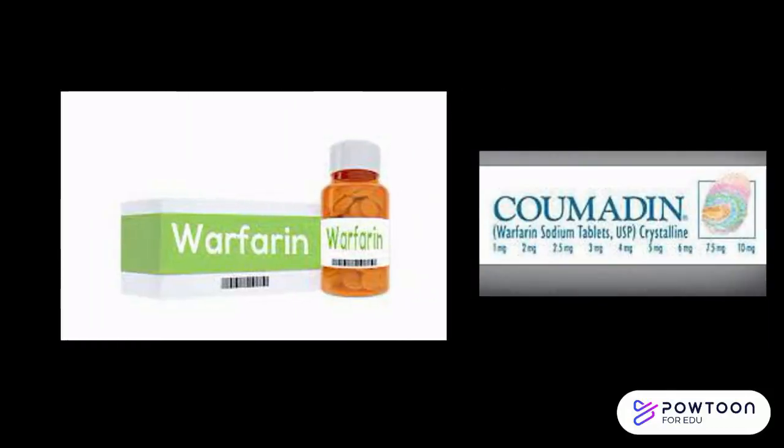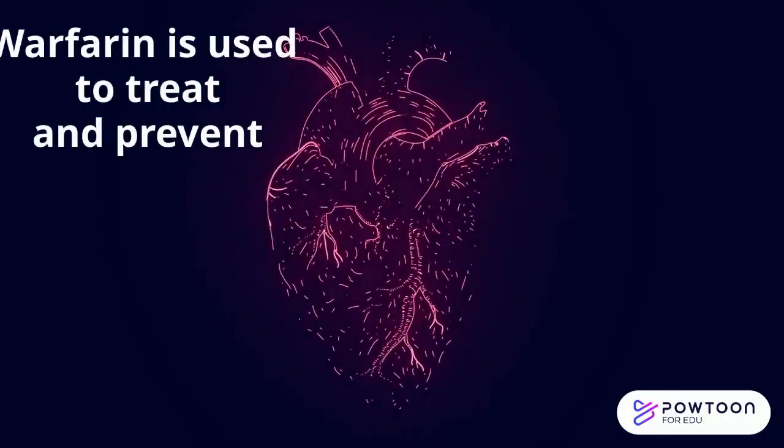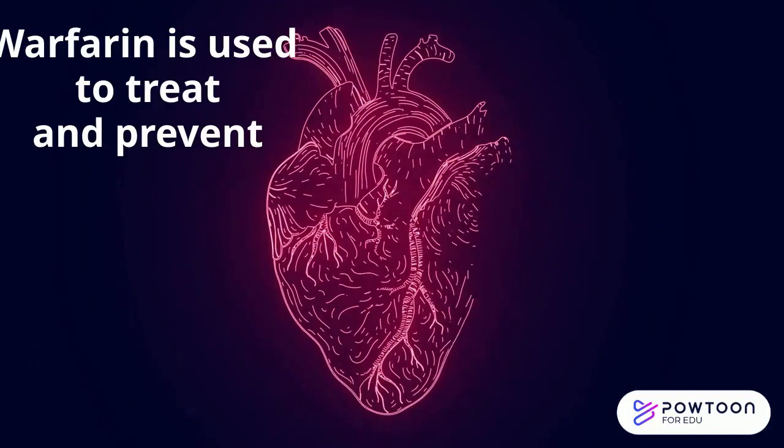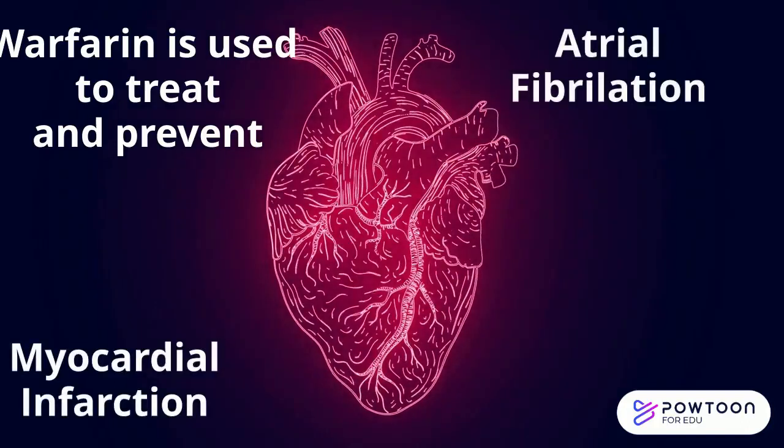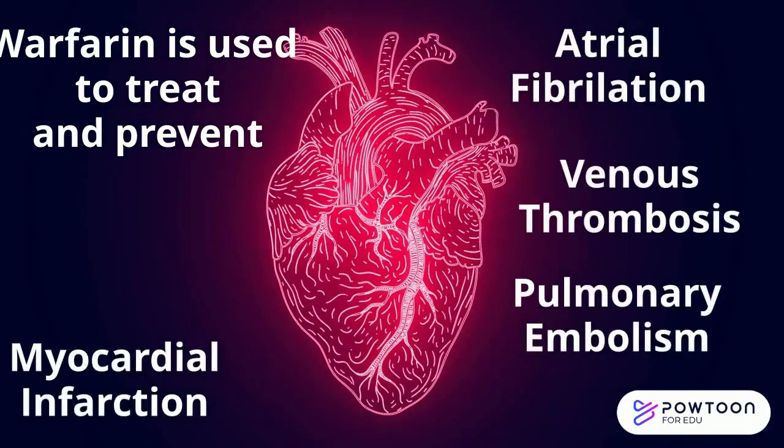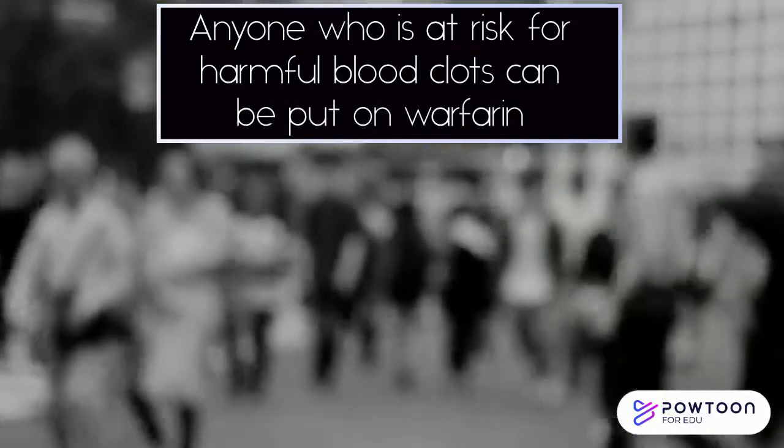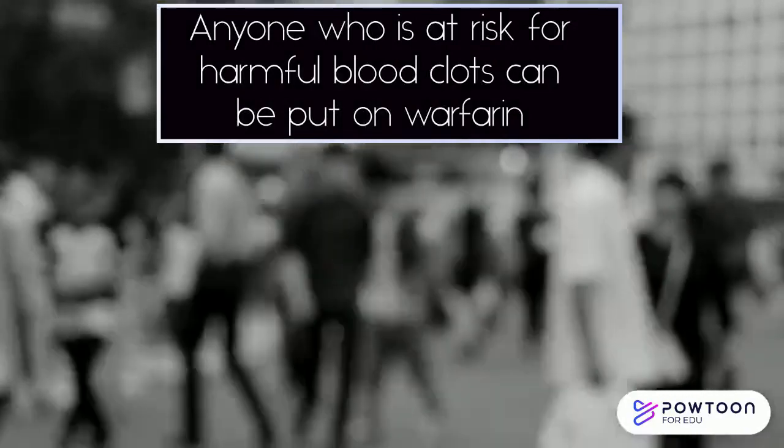Warfarin is an anticoagulant drug. The most common brand name is Coumadin. Warfarin is used to treat and prevent various conditions such as myocardial infarction, atrial fibrillation, pulmonary embolism, and venous thrombosis. Any patient that is at high risk for blood clots that are harmful can be put on warfarin.